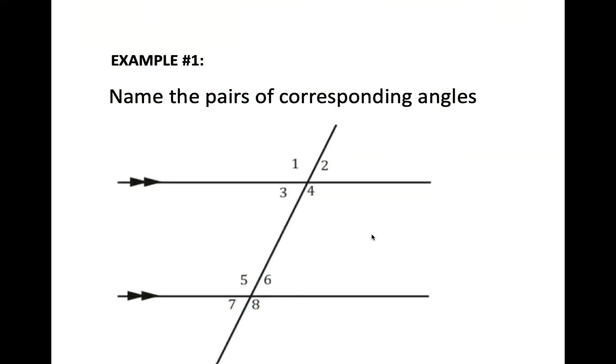Okay, so the first exercise I've given to you is a very simple one. Simply name the pairs of corresponding angles. Stop the video and give it a try on your own. And hopefully you've named that 1 and 5 are a pair, 2 and 6, 4 and 8, 3 and 7.